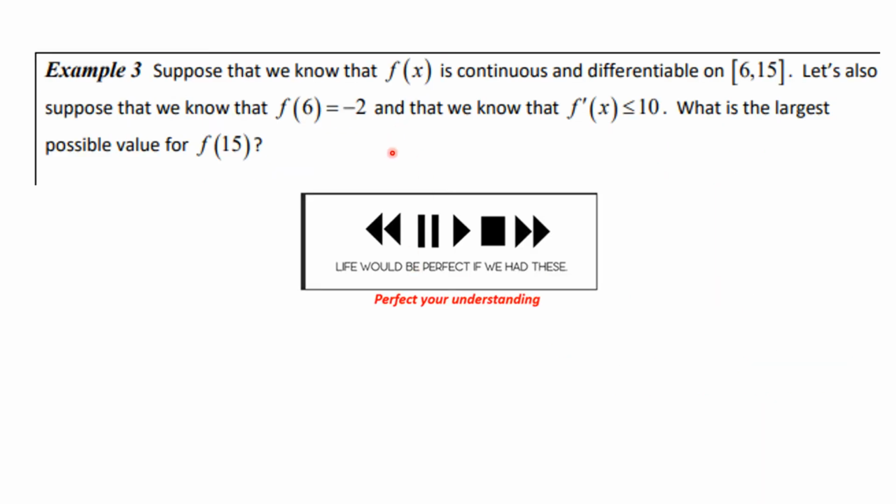Here's another problem. Suppose we know that f of x is continuous and differentiable on the closed interval 6, 15. Let's also suppose that we know that f of 6 is equal to minus 2, and we also know that f prime of x is less than or equal to 10. The question is, what is the largest possible value for f of 15? You know what to do. Let's see how you did.